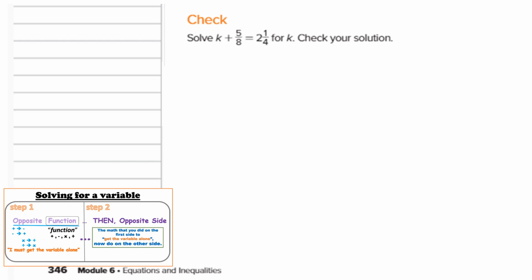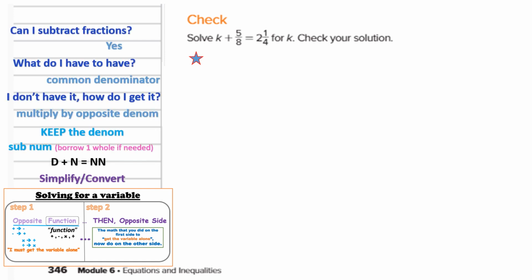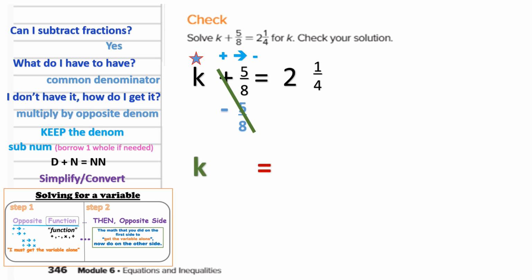All right, so as we're doing these, same thing. I locate my variable and I do the math. What is my variable in order to get it alone? My variable is going to be the k. It has to be gotten alone. Once again, I have fractions. I have to go through my same questions. If I'm adding 5/8 to it, I'm going to subtract 5/8 from it. That's my opposite function, and that allows me to cancel them out. Therefore, I have k is equal to something.